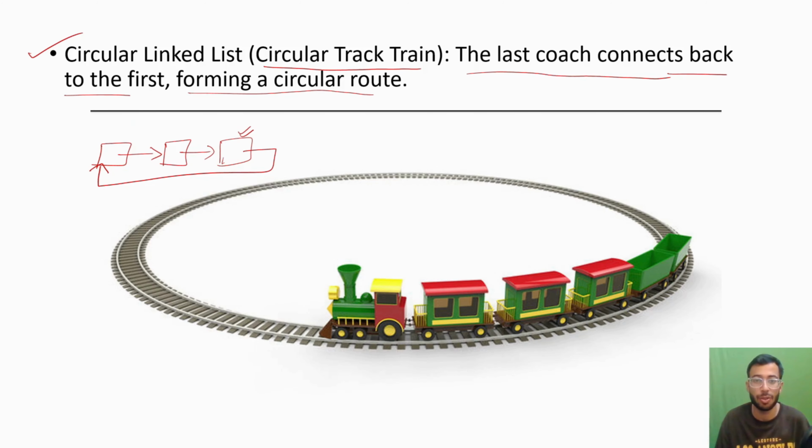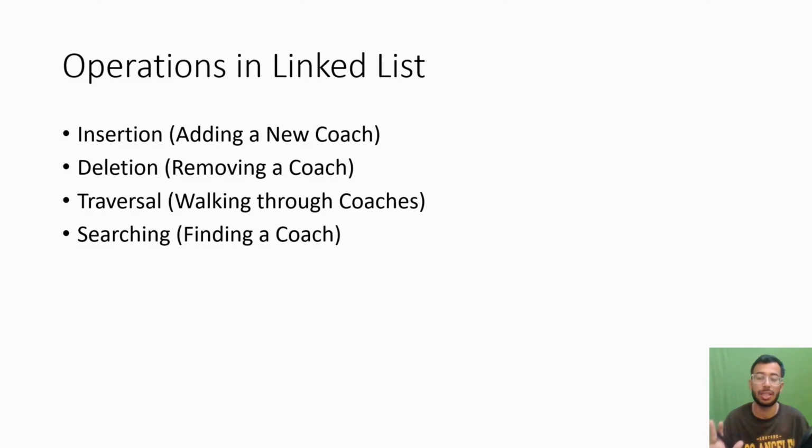I hope you get the idea about the different types of linked list. Now what we will explore are the different operations in linked list. There are multiple operations that we can perform. Again, all the operations depend upon our understanding and our use case, the problem that we are trying to solve using the linked list. These are the 4 common operations that we perform in linked list.